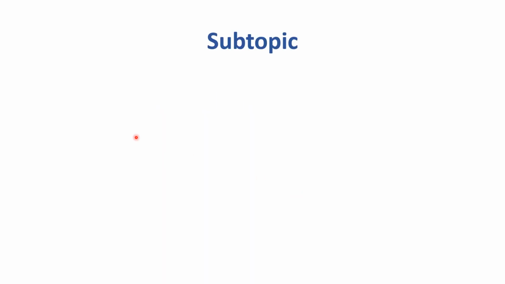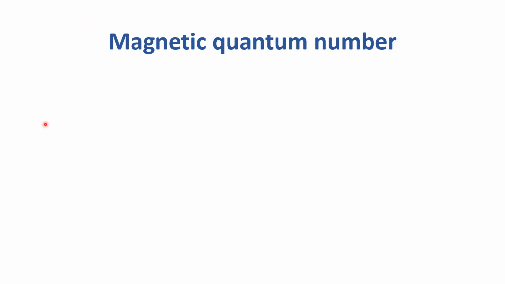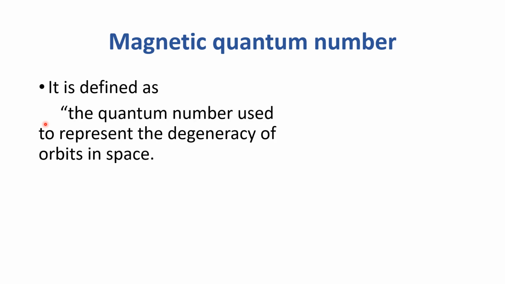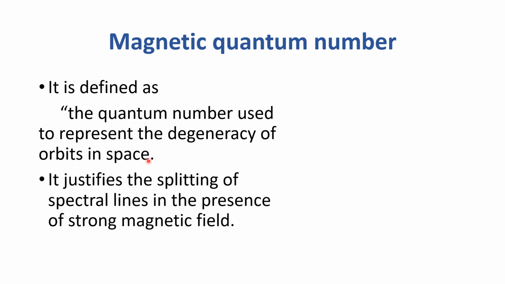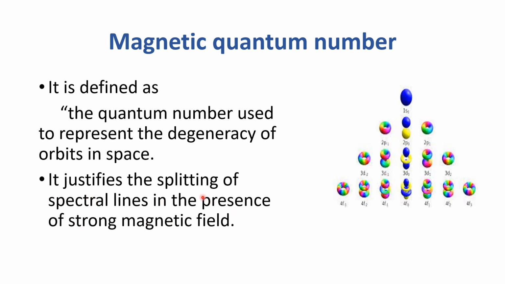The topic we are going to discuss is atomic structure, and the subtopic is magnetic quantum number. Let's define magnetic quantum number. The quantum number used to represent the degeneracy of orbits in space. It justifies the splitting of spectral lines in the presence of strong magnetic field.